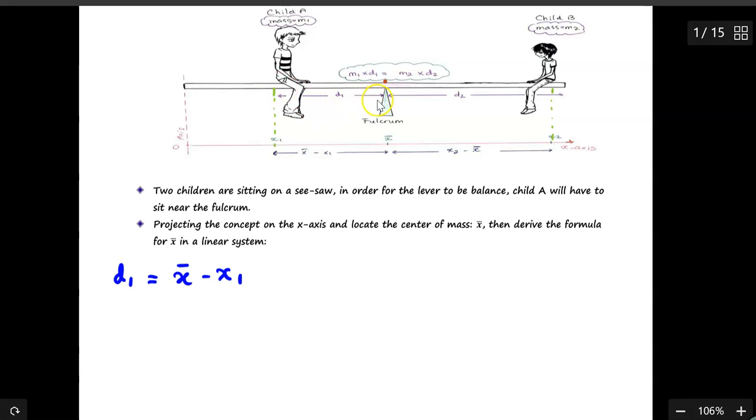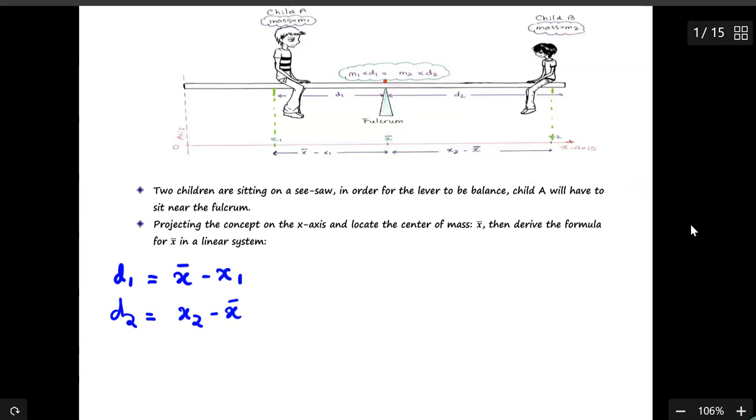The same thing here. From the point where child B sits, I assign it as x2, and the distance from this point to the fulcrum is called d2. So d2 will be equal to x2 subtract x bar. I will write d2 equal to x2 subtract x bar. We want this distance to be a positive value, so you take x bar subtract x1, and you take x2 subtract x bar.